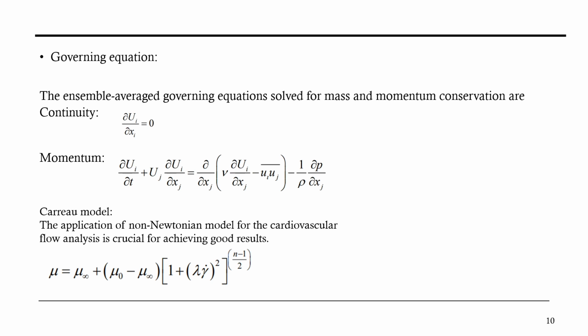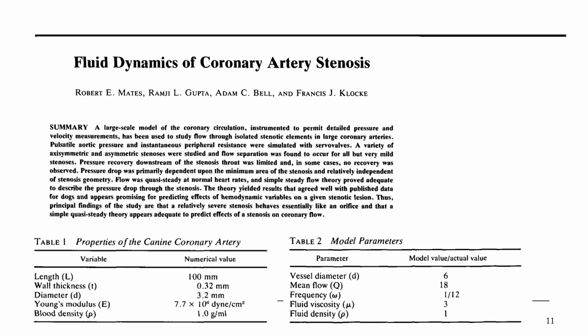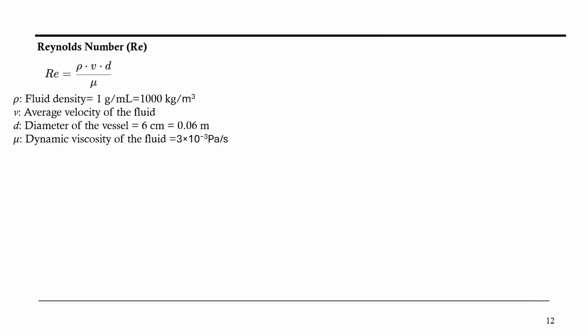Let's jump into the calculations. Here's a study of the fluid dynamics of a coronary artery stenosis, which has the properties of a canine coronary artery. This model provides us the necessary data to calculate. Reynolds number calculates whether the blood flow is laminar or turbulent. The equation is Reynolds number equals rho times V times D over mu.